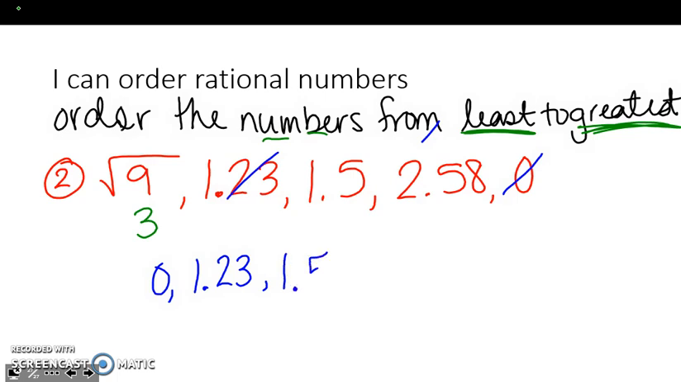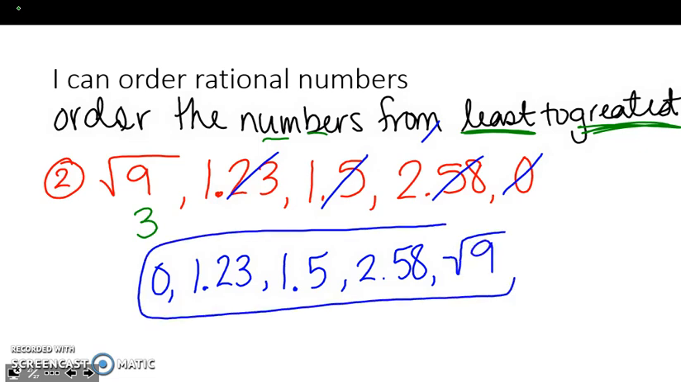Then 1.5. Then 2.58. And then last, the square root of 9, which is actually 3. Okay, remember, you have to write down the original value.